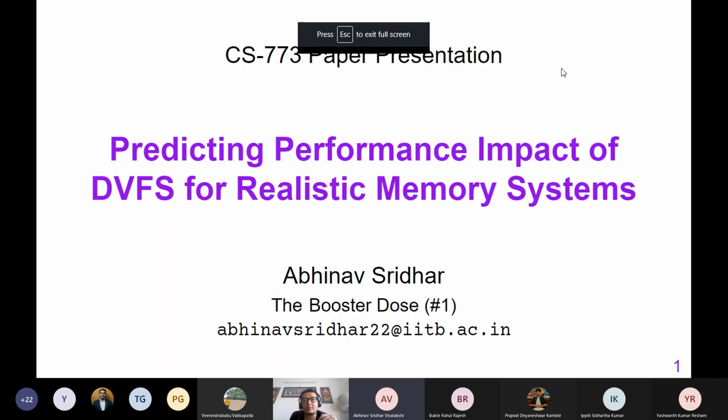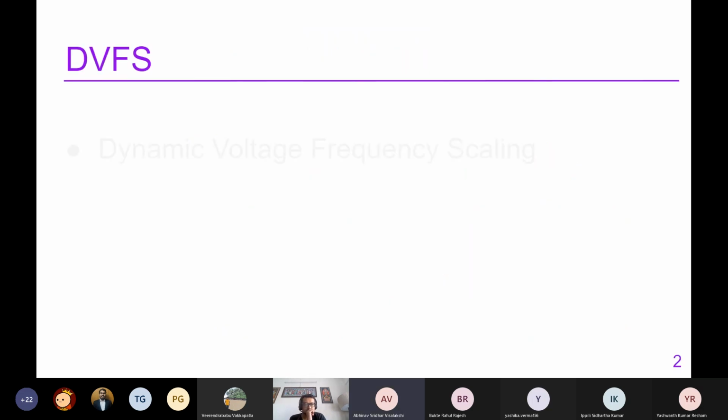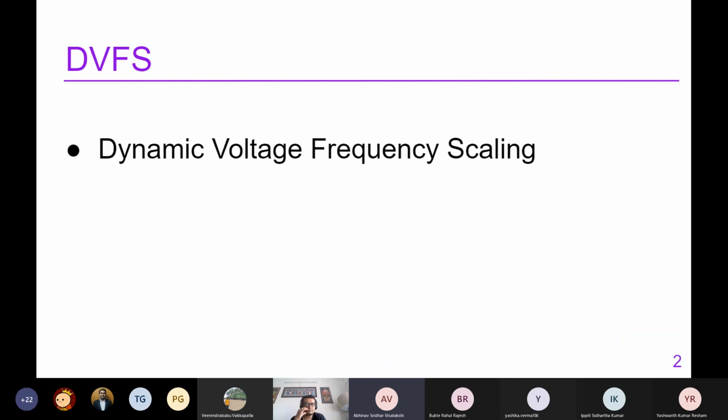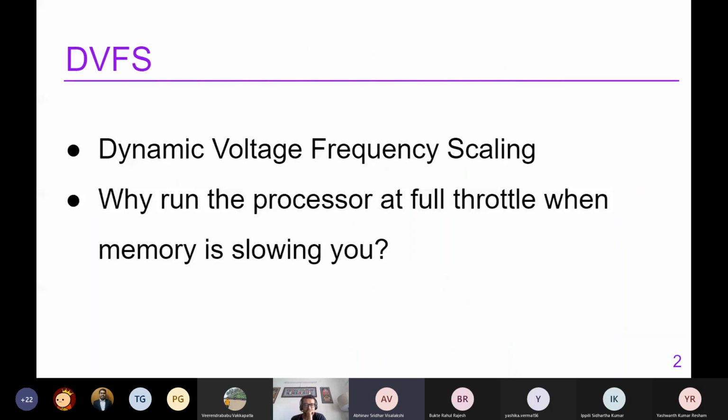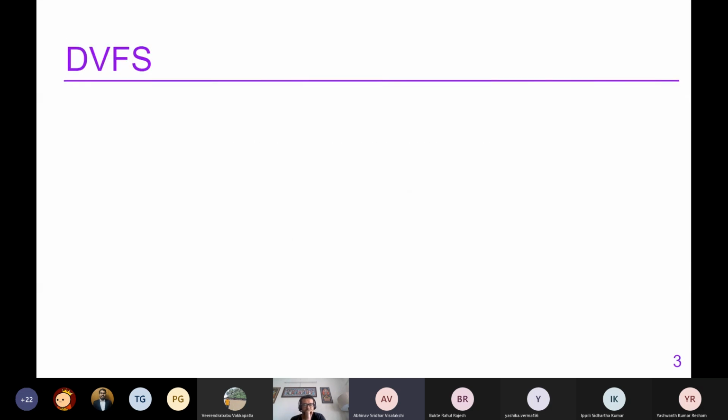Good afternoon, everyone. So today I'll be presenting predicting performance impact of DVFS for realistic memory systems. So first, let us have a small look at what is DVFS. The full form is dynamic voltage and frequency scaling. The major question we want to answer using DVFS is why run the processor at full throttle when your memory is going to slow you down anyways.